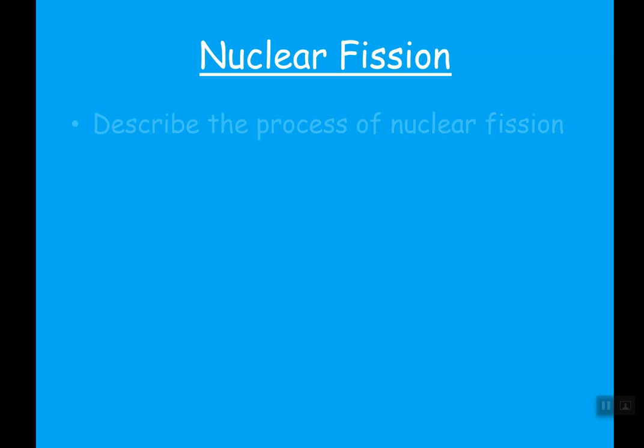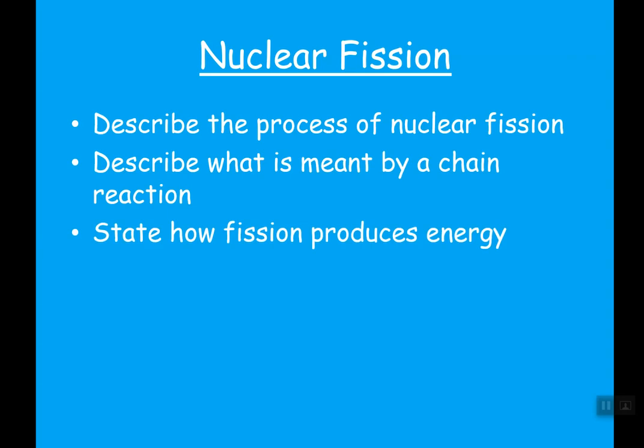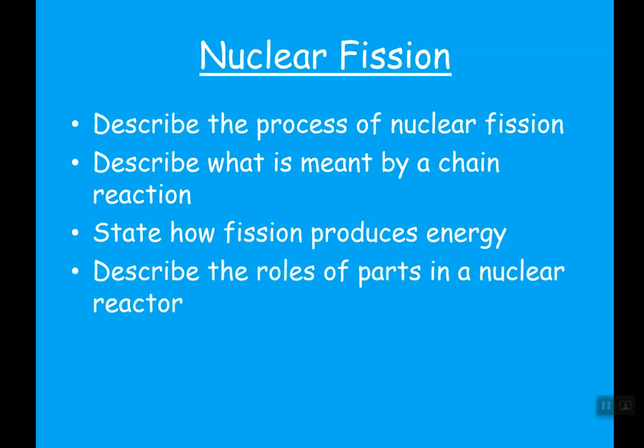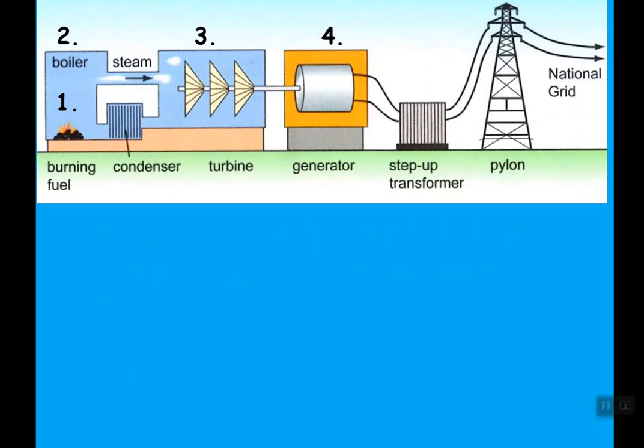So what we're going to do today is look at the process of nuclear fission, what it is, how it works. We're going to describe what's meant by a chain reaction. We're going to state how fission produces energy. We're going to describe the roles of parts in a nuclear reactor, so the different parts of the reactor, what they do. And then we're going to look at the advantages and disadvantages of nuclear fission.